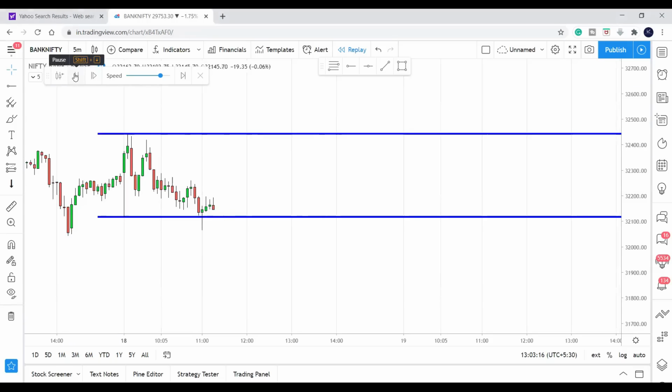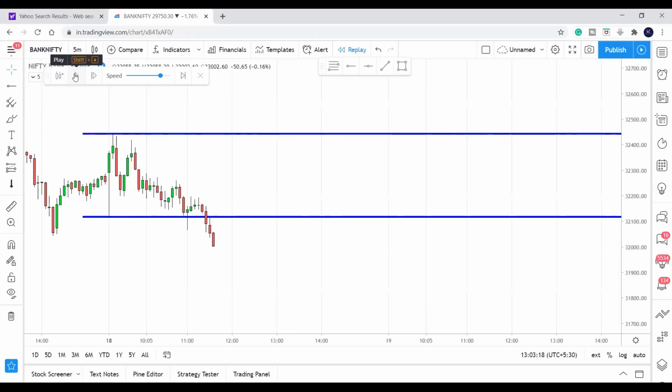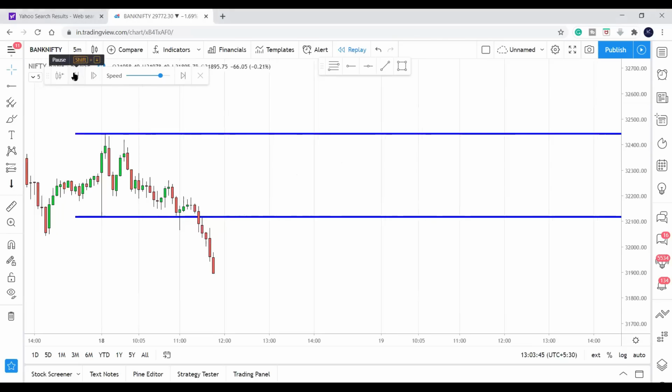Now let us play the candlestick. Yes, it broke the support. So it took the support the first time, the second time it broke the support and the market is going down. You should wait for a retest of which line? The breakout line, because this is your breakout line, right? So now you should wait for the market to retest that. Now let us play the candlestick.